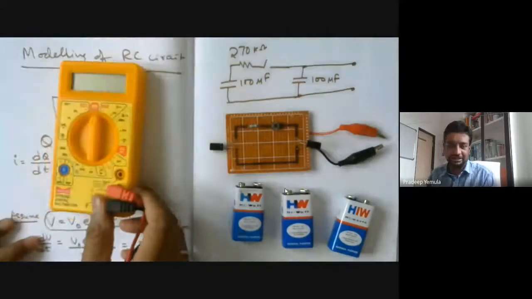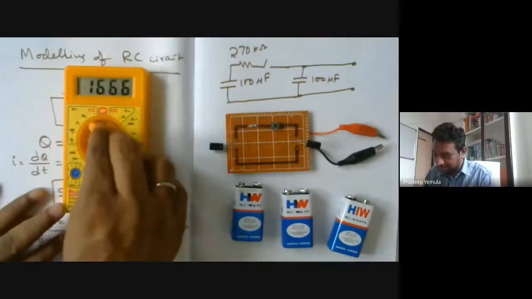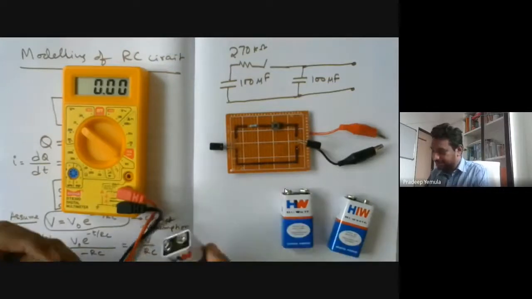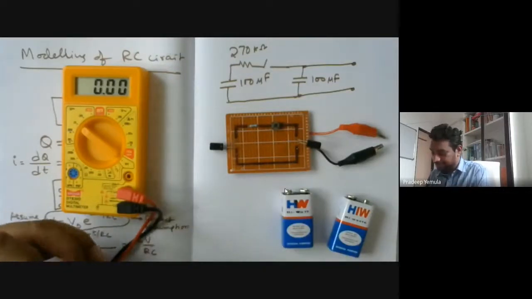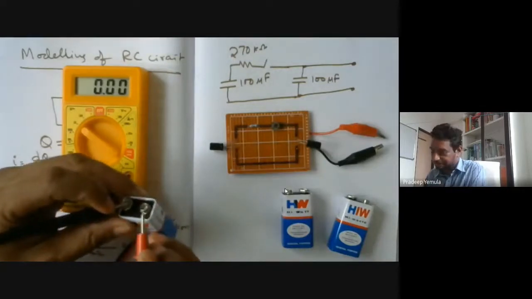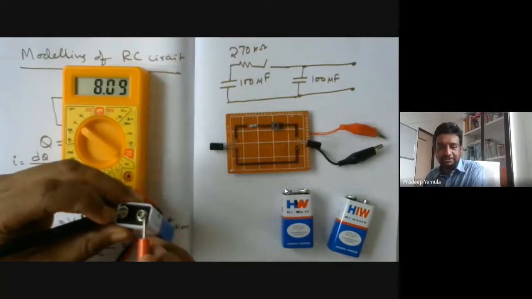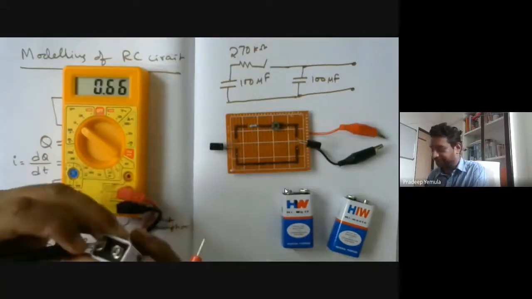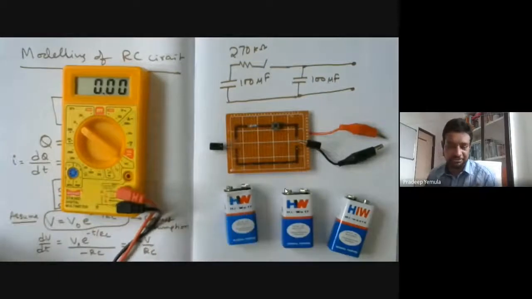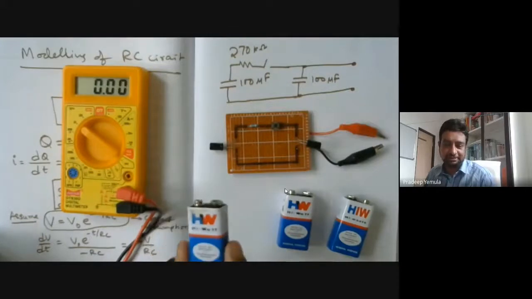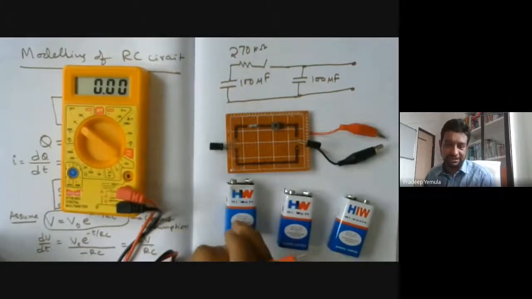I take the voltmeter and I keep it in DC voltage measurement. I take the terminals, go towards the first battery, touch the negative and positive terminals, and measure the first battery. You can see something like 8 volts. I hope you are able to see the voltage. Actually it is a 9 volt battery, but because it has been there for a long time, it reduced to 8 volts.